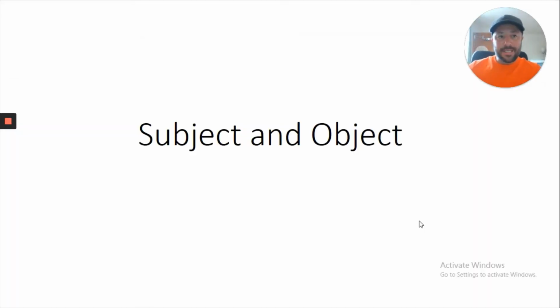Hi guys, another SPaG lesson today. Today we are looking at subject and object.